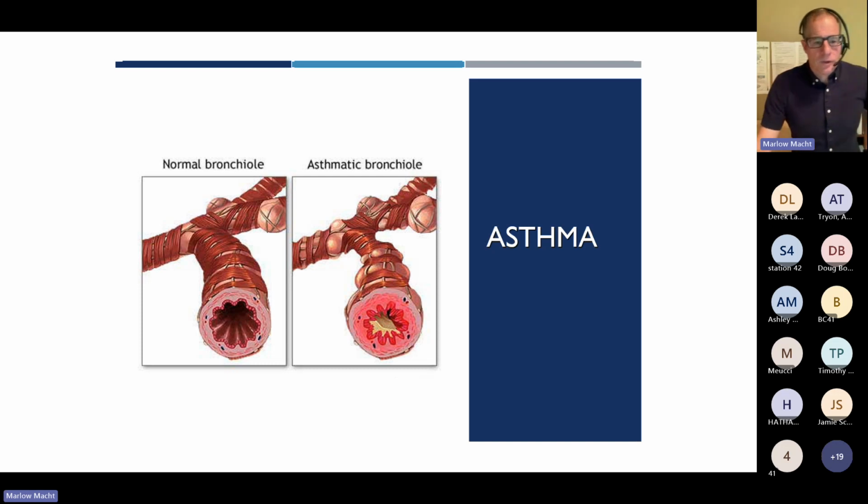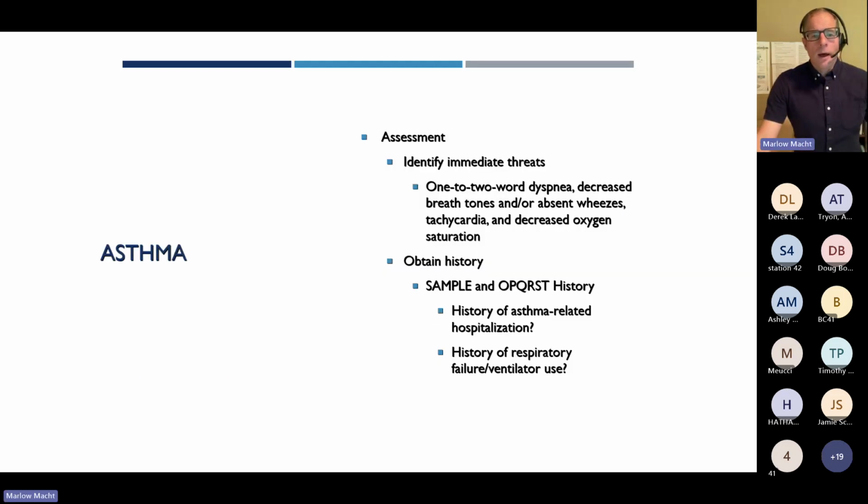So in asthma, here's a normal bronchiole. The asthmatic bronchiole becomes inflamed, and that makes it harder to get the carbon dioxide out. So with patients with asthma, there are a small number of times when we arrive on scene and patients are on the verge of respiratory distress. Patients with asthma typically respond pretty quickly to treatment, but patients in severe distress really need aggressive treatment.